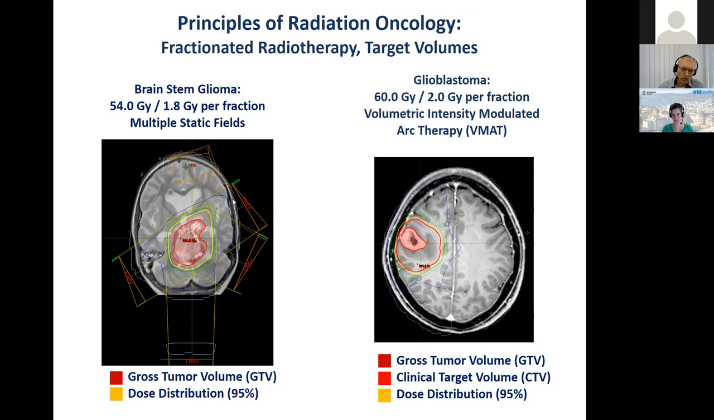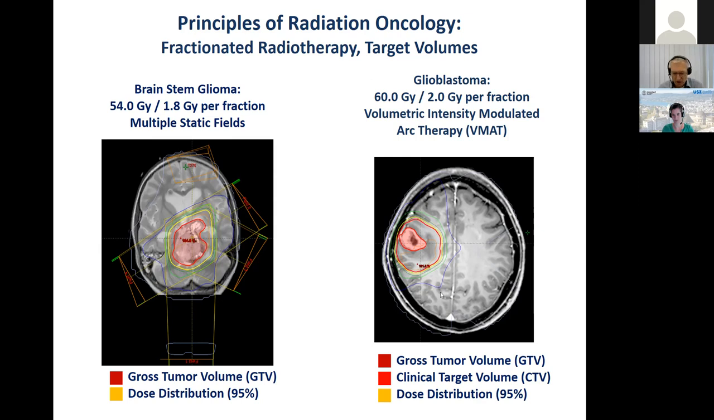But this is a little bit old-fashioned, this kind of radiation technique. Just for illustration, this has been done up to, let's say, 5 years ago. In this case, the patient had 45 grays in 1.8 gray fractions. So these are 30 fractions, and it took 30 days for this patient to be irradiated.